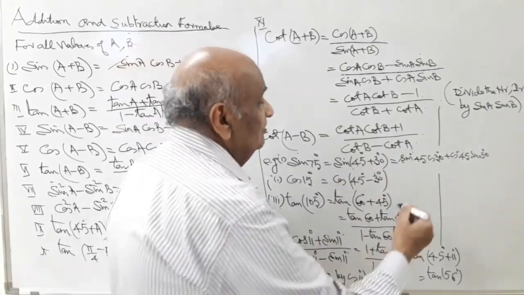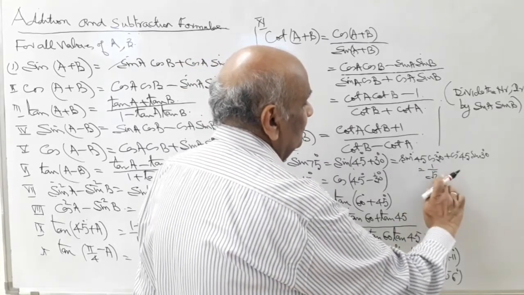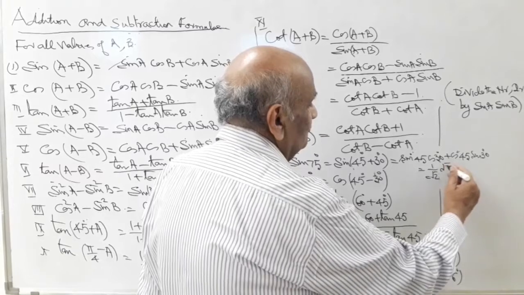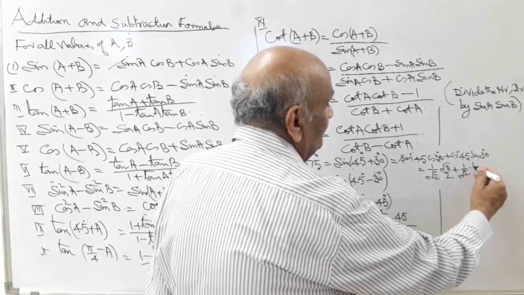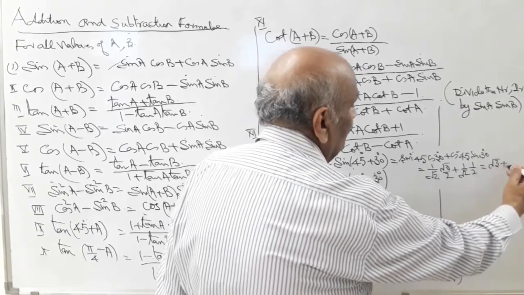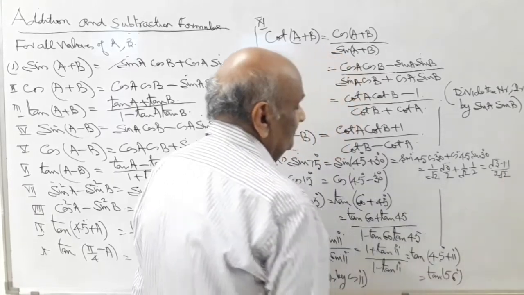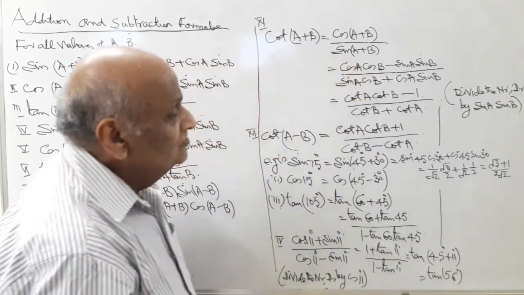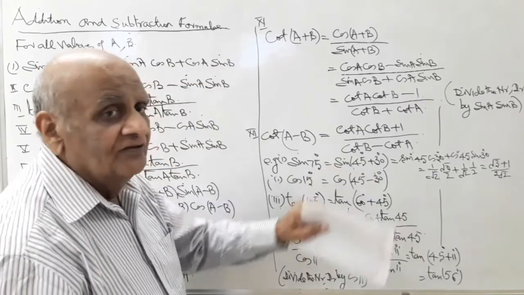And you put in the values here. This is sin 45, 1 upon under root 2. Cos 30, under root of 3 by 2. 1 upon under root of 2, sin 30 is half. The value is under root 3 plus 1 over 2 under root of 2. That is the value. You are not supposed to remember it, simply you should know how to find the value.